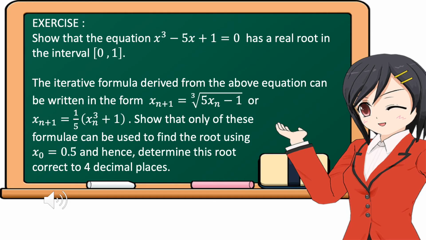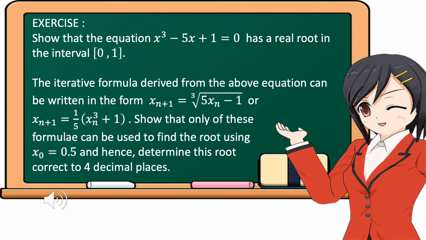Try to solve the exercise below. First part, show that the equation x to the power 3 minus 5x plus 1 equal to 0 has a real root in the interval 0 and 1. For this part, we apply the intermediate value theorem to solve the problem.